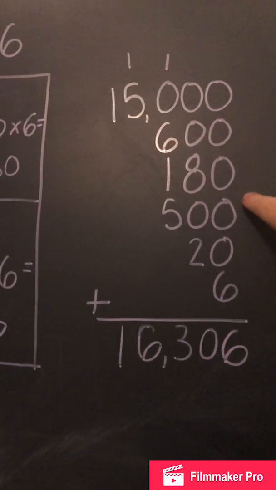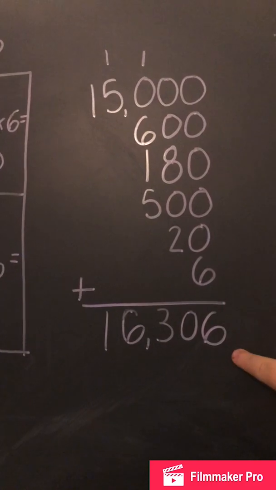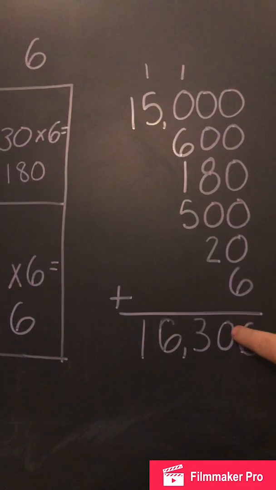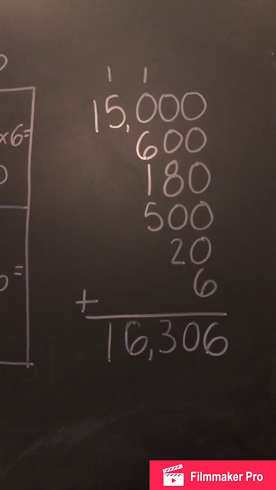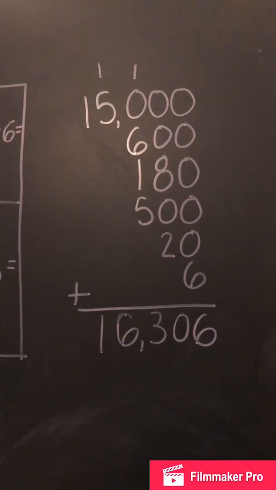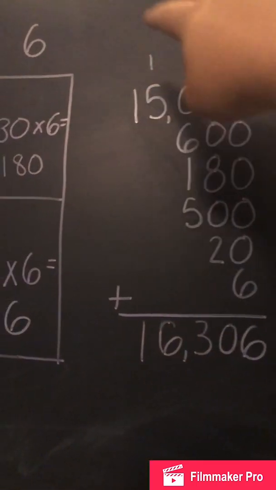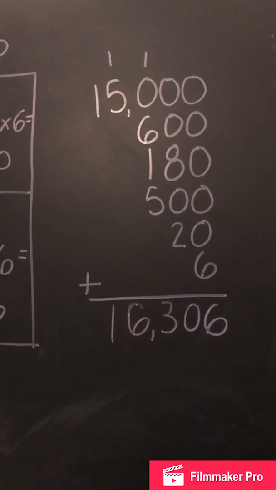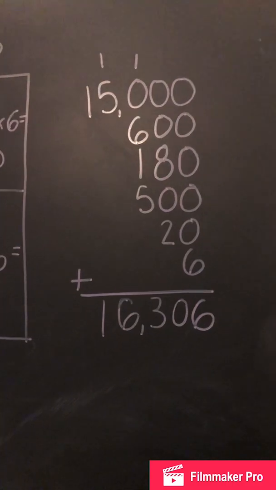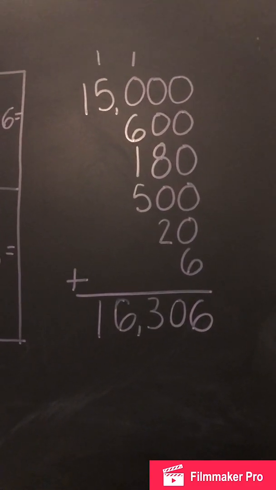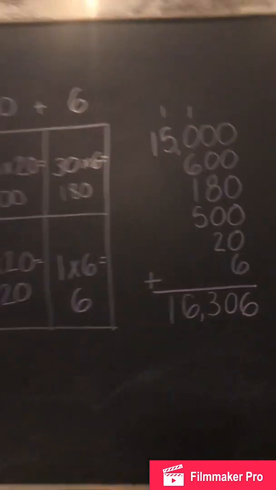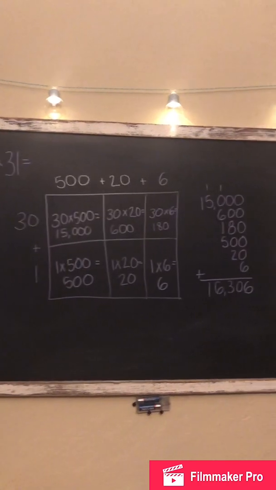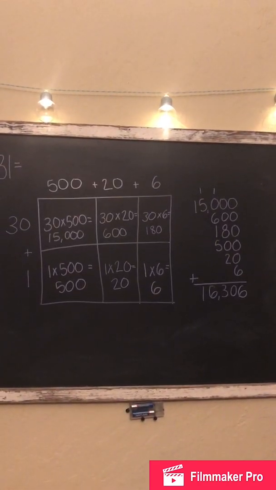0 plus 0 plus 0 plus 0 plus 0 plus 6 equals 6. 0 plus 0 plus 8 plus 0 plus 2 equals 10, and I carried that 1. 1 plus 6 plus 1 plus 5 equals 13, and I carried that 1. 5 plus 1 equals 6, and 1 plus nothing equals 1. So our final product is 16,306. 526 times 31 equals 16,306.